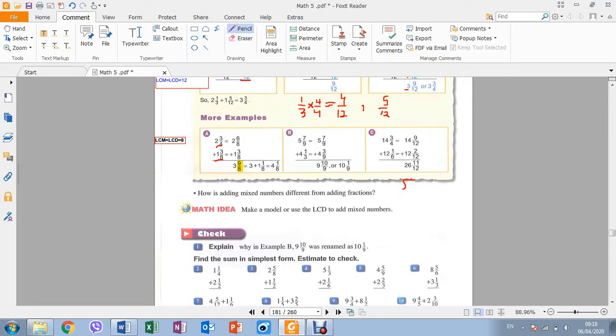Divide 9 by 8. Okay, in 9, how many 8s do we have? 1 times 8 is 8, so we subtract it. 9 minus 8 is 1.